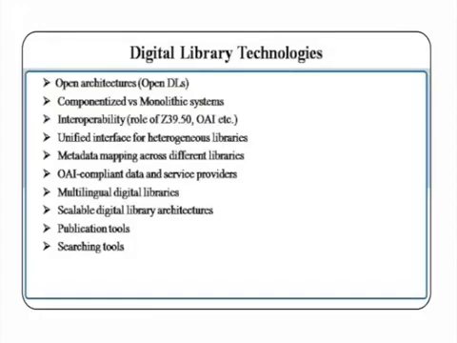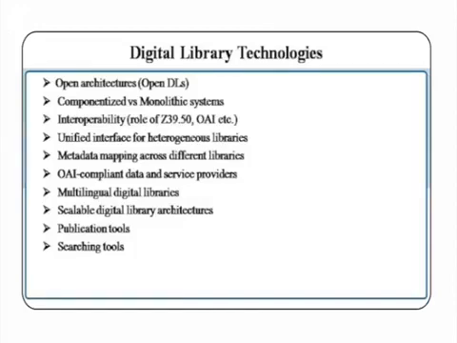Then interoperability, as I mentioned, the role of Z39.50 and OAI-PMH. OAI stands for Open Archives Initiative, Protocol for Metadata Harvesting, OAI-PMH. These are the standards and protocols used for interoperability between digital libraries or between systems. And a unified interface for heterogeneous libraries, with metadata mapping across different libraries. The metadata that I create can be mapped by someone else also for their libraries, and they can provide a link in their library so that the full text content can be accessed from my digital library server.